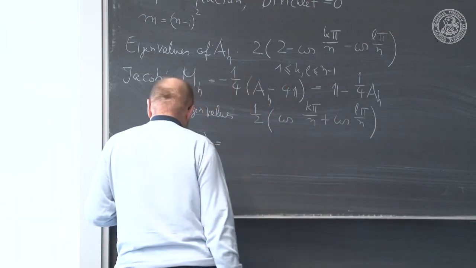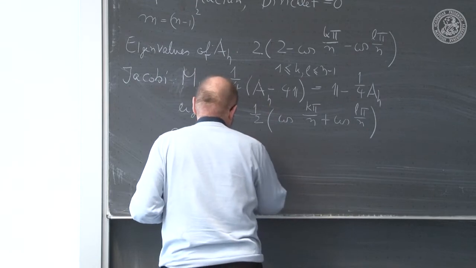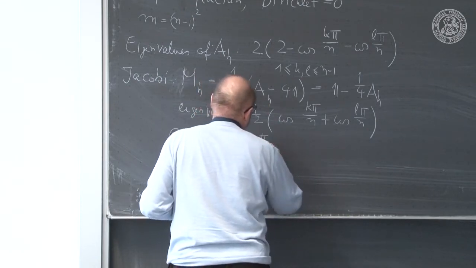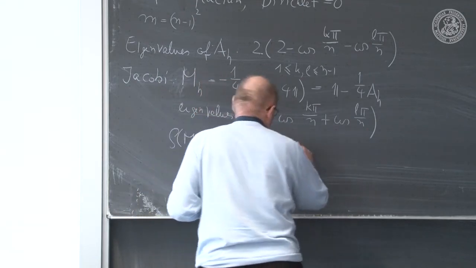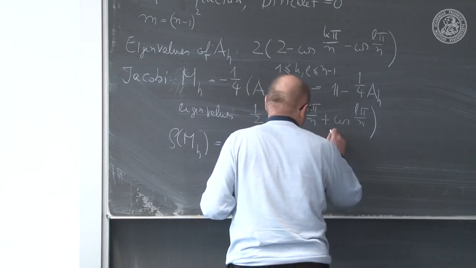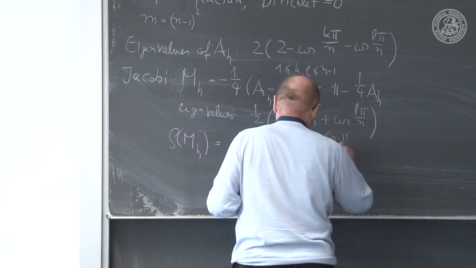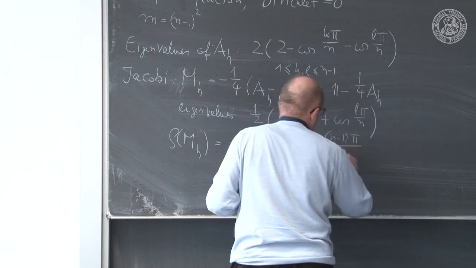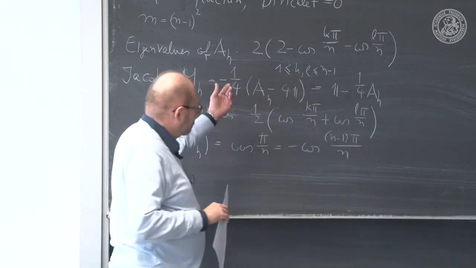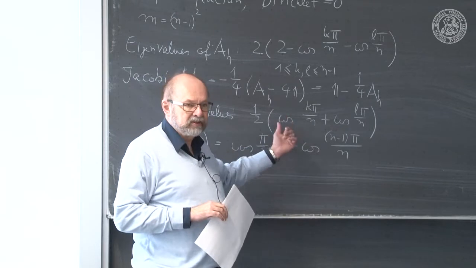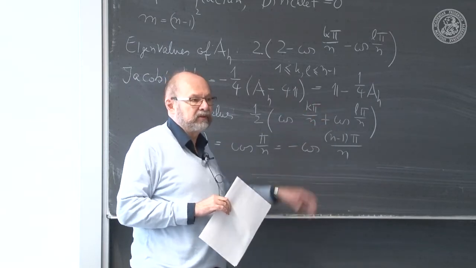So we get out here either cosine of pi over n, and we can also write it, not sure we will need it, minus cosine of (n-1) pi over n. So to speak, the extreme values 1 and -1 are excluded because of the Dirichlet boundary conditions.